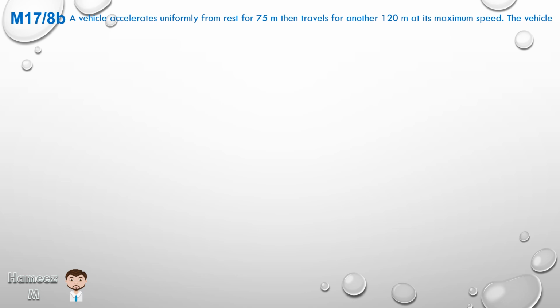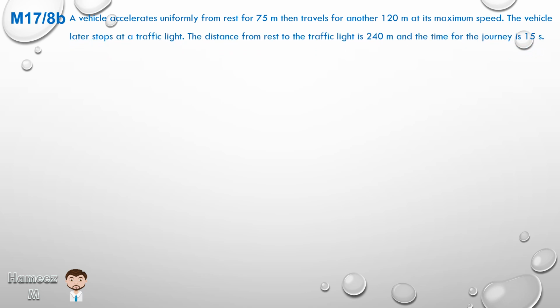May 2017, number 8b, the second part of the kinematics question. A vehicle accelerates uniformly from rest for 75 meters, then travels for another 120 meters at its maximum speed. The vehicle later stops at a traffic light. The distance from rest to the traffic light is 240 meters, and the time for the journey is 15 seconds. Part 1. In the space below, sketch a velocity time graph to illustrate the motion of the vehicle.